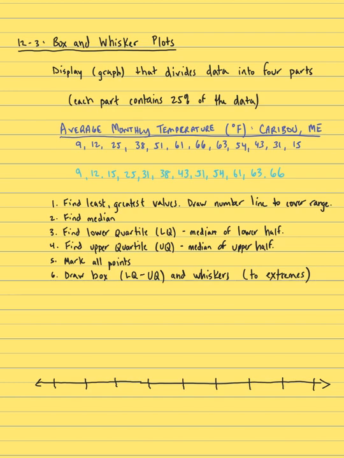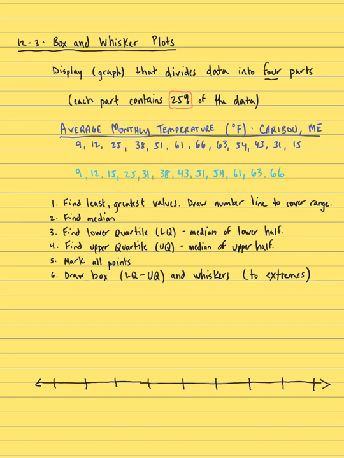A box and whisker plot is a graph or some type of display that divides the data into four parts. And when the data is divided into four parts, what that really means is that each part contains 25% of the data. Now the parts might be differently sized, but they're each going to have the same amount of data. And remember, we can have outliers and things like that. So the best way to think about this is, let's look at an example.